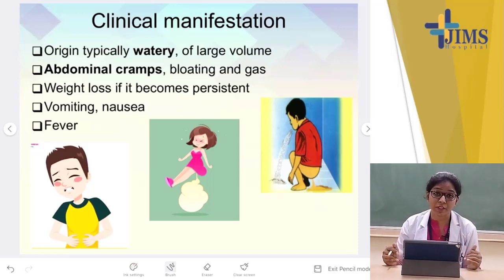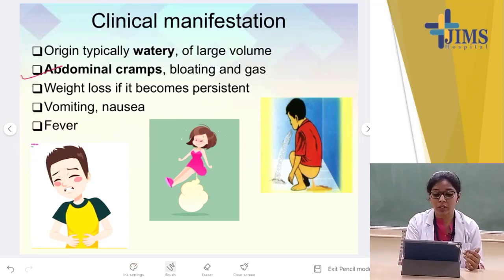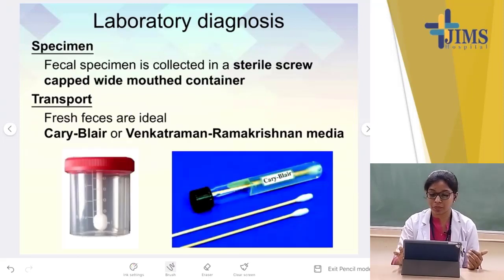Moving on to the clinical manifestations, as in what diseases can it cause. Obviously there will be loose watery stool, 3 or more passages rather. Abdominal cramps can also be there, weight loss, vomiting, nausea, fever, etc.